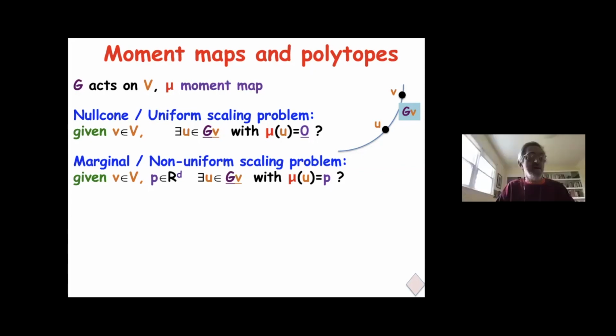So basically, this point with this zero moment map gives you the analog of a separating hyperplane. The null cone is a variety. It's not a convex set. It's a weird set, an algebraic variety, but you want to show that your point is not there. So what you get from a point with a zero moment map is the analog of a separating hyperplane.